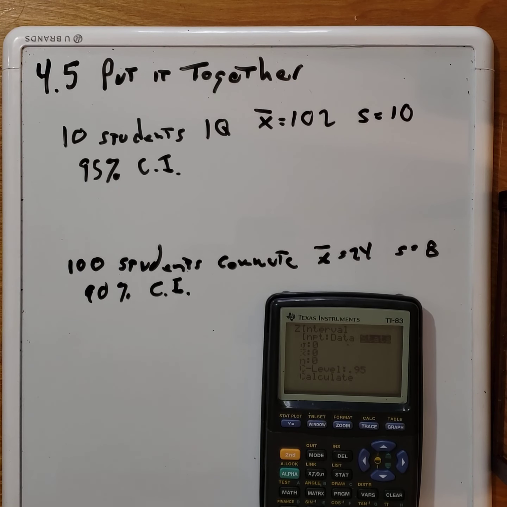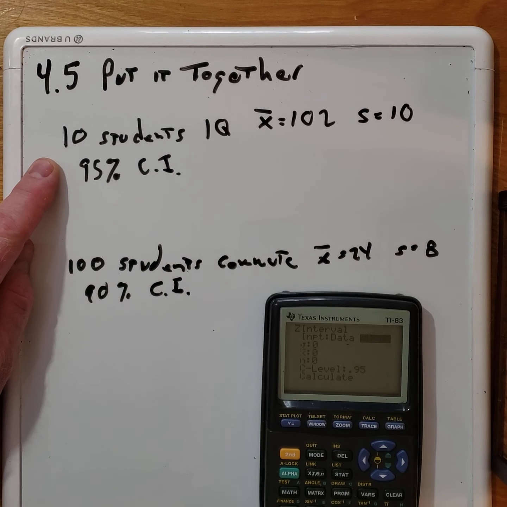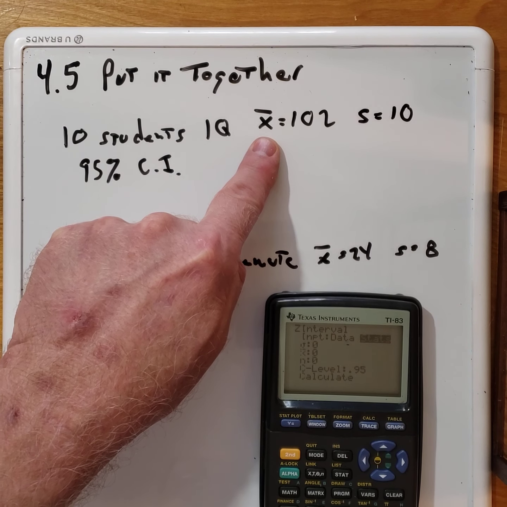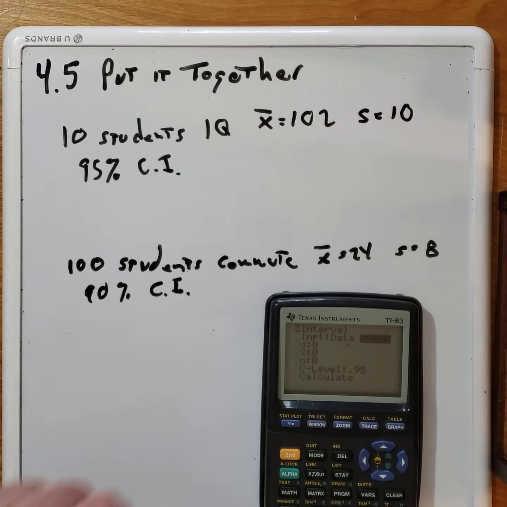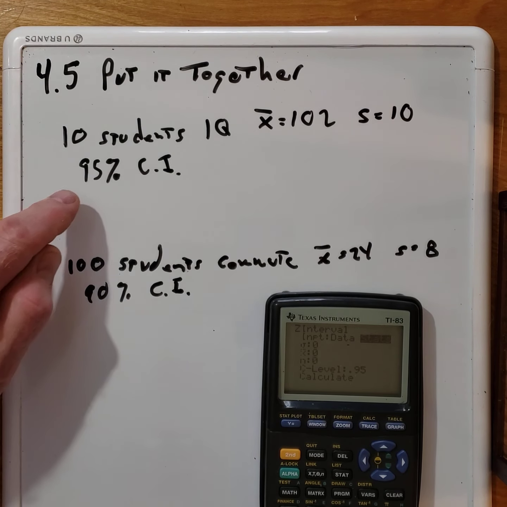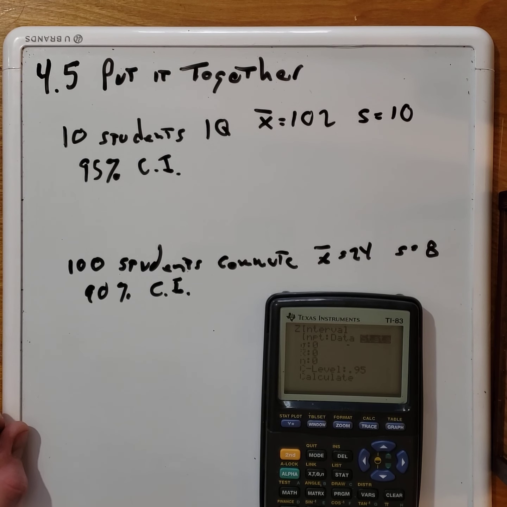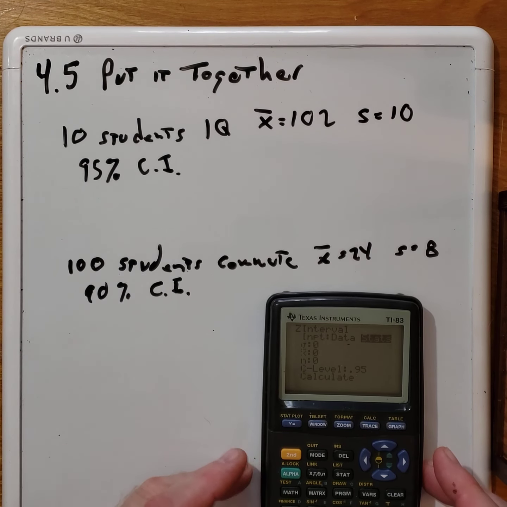All right, so let's put this whole confidence interval thing together. Suppose I want to know what the average IQ of Jeffco students is. I survey 10 students. I find the average for that sample is 102, and the standard deviation for that sample is 10. And I want a 95% confidence interval. So I want to be 95% sure that I actually have captured the average IQ of Jefferson College students within that interval.